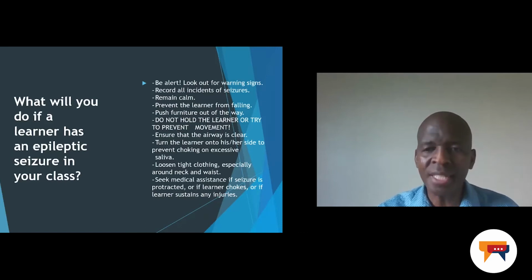Let it happen. Ensure that the airway is clear. The child should have ample space to breathe. So the position in which they are lying down must allow them to breathe. Turn them onto their sides so that you prevent choking. So if, for instance, they are lying facing upwards, the saliva can be a choker. It can be something that is dangerous.